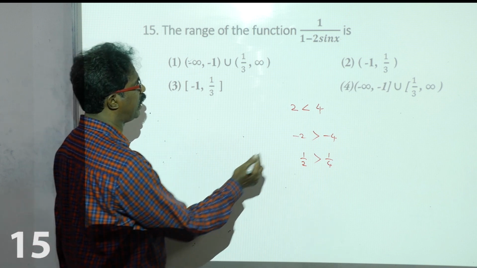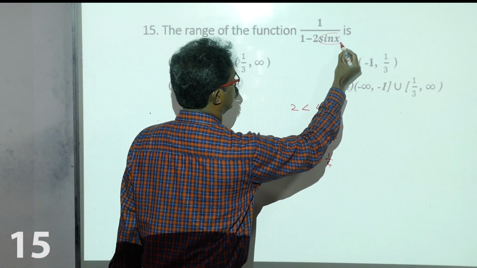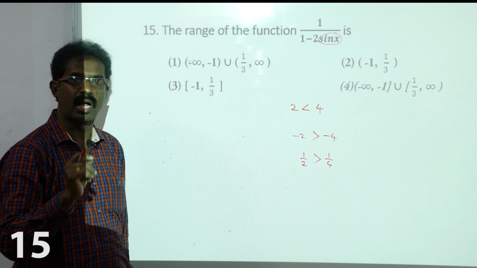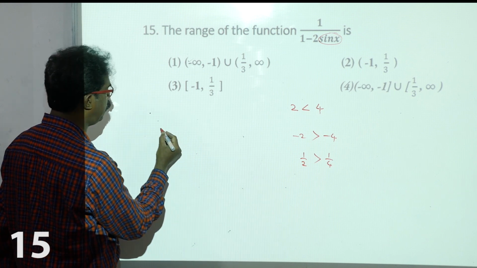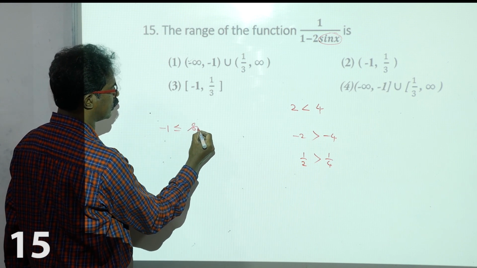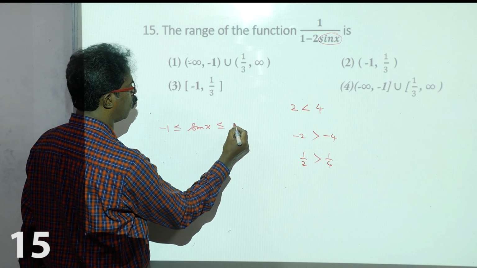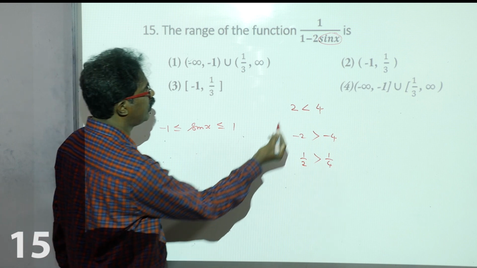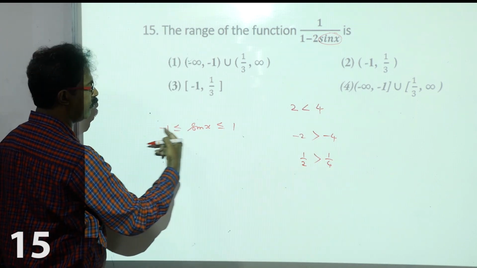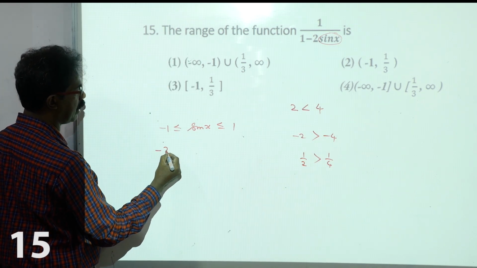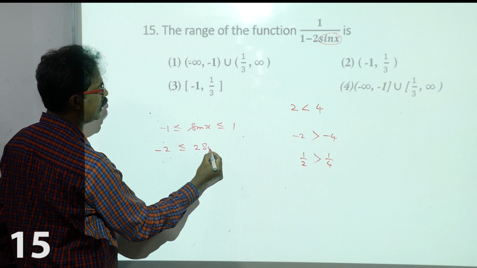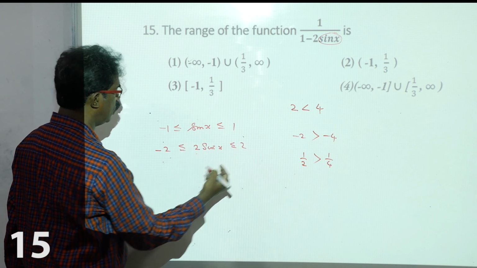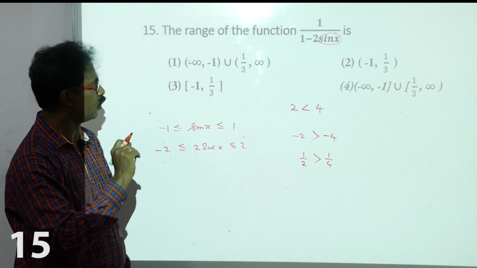We start from the basic, sin x. Sin and cos always lie between -1 and +1. So -1 less than or equal to sin x, less than or equal to 1. Next we need 2 sin x, so multiply every term by 2. You get -2 less than or equal to 2 sin x less than or equal to 2. You are multiplying by a positive number, so no change.